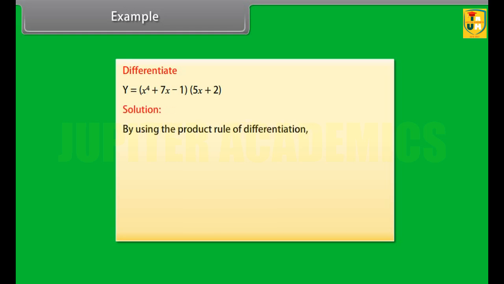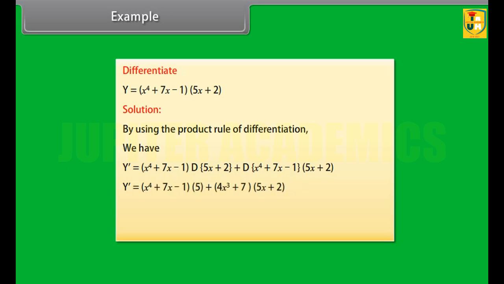Solution. By using the product rule of differentiation, we have y dash is equal to x raised to power 4 plus 7x minus 1 into differentiation of 5x plus 2 plus differentiation of x raised to power 4 plus 7x minus 1 into 5x plus 2. By calculating it, we get y dash is equal to 25x raised to power 4 plus 8x raised to power 3 plus 70x plus 9.